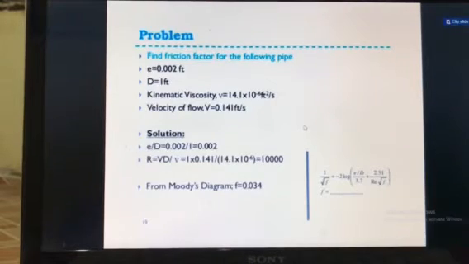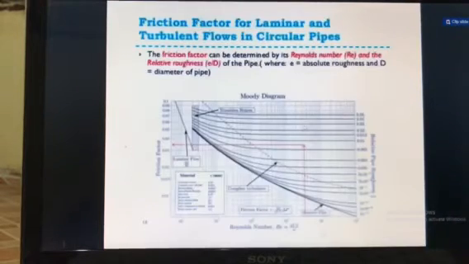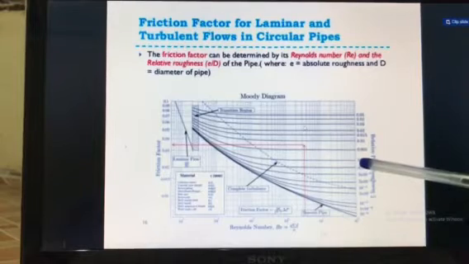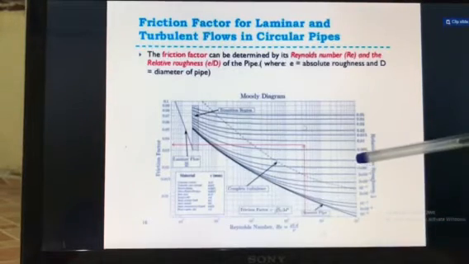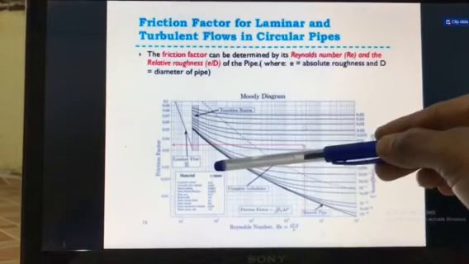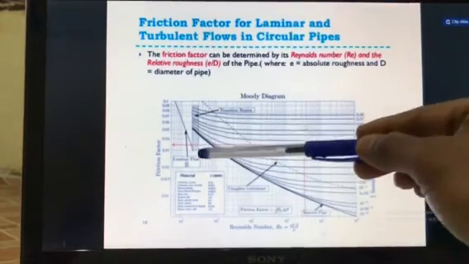Look at how to plot the point. Here is the Moody chart. We have determined the relative pipe roughness as 0.002, which is this point, and our Reynolds number is 10 raised to power 4, which is this line. So the 0.002 line and the 10 raised to power 4 line cross each other.